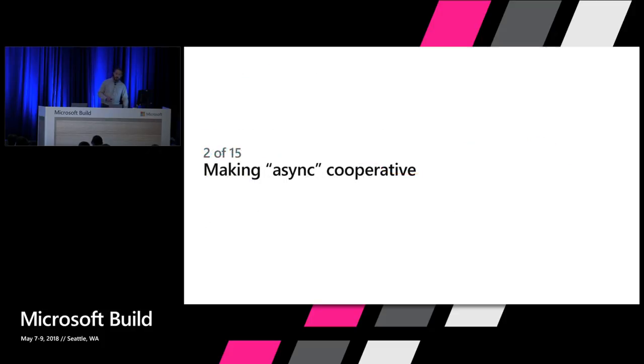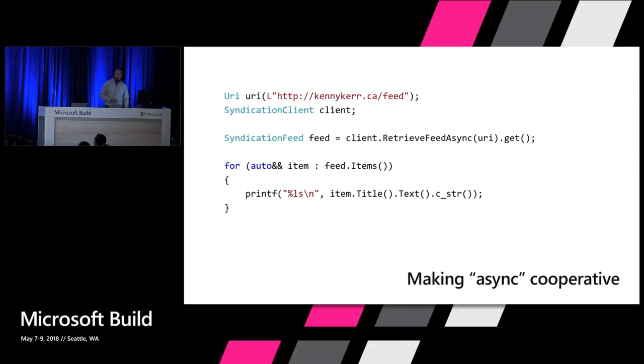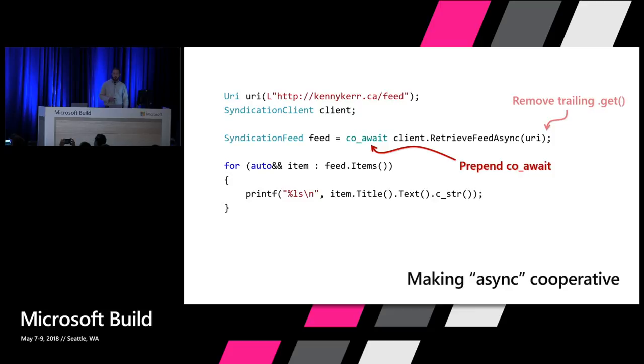The corollary is, what if you want to actually have async be cooperative? You actually are building a UI application, and then this is a bit problematic, because this get call here is going to block the UI, and you really don't want that to happen. So this is the case where coroutines come in really handy. The solution there is twofold. First, we remove the trailing .get, and we simply prepend co_await, forming a co_await expression.